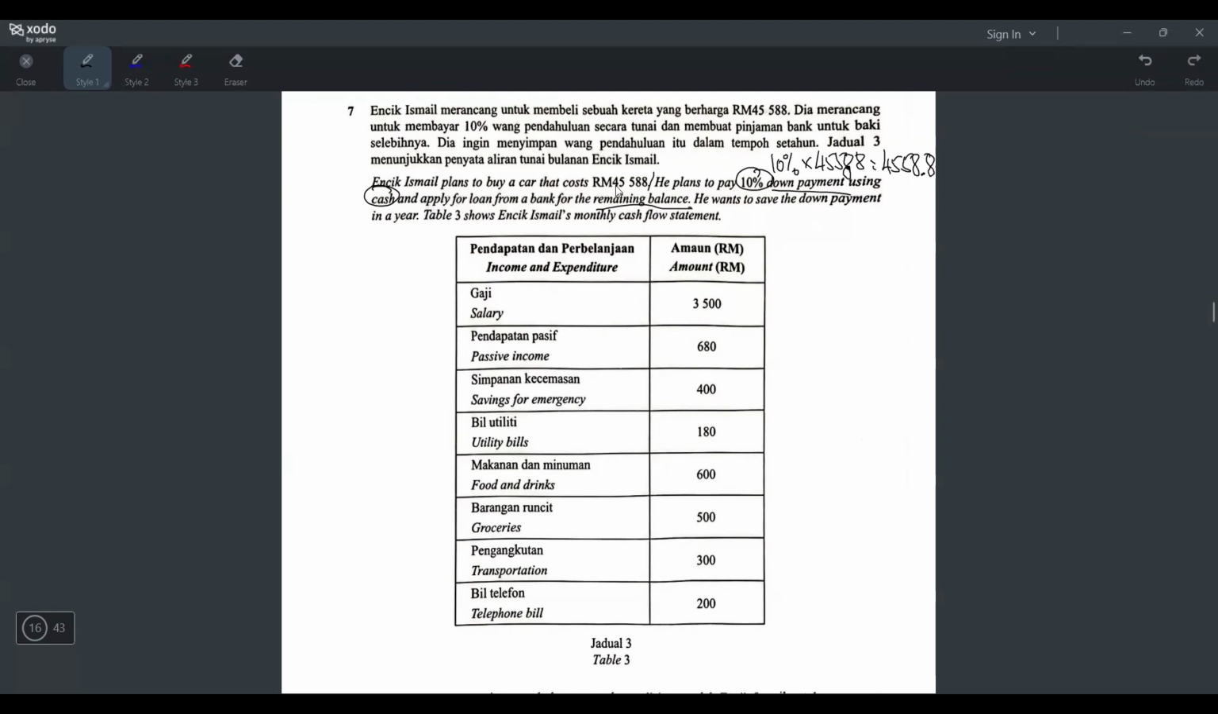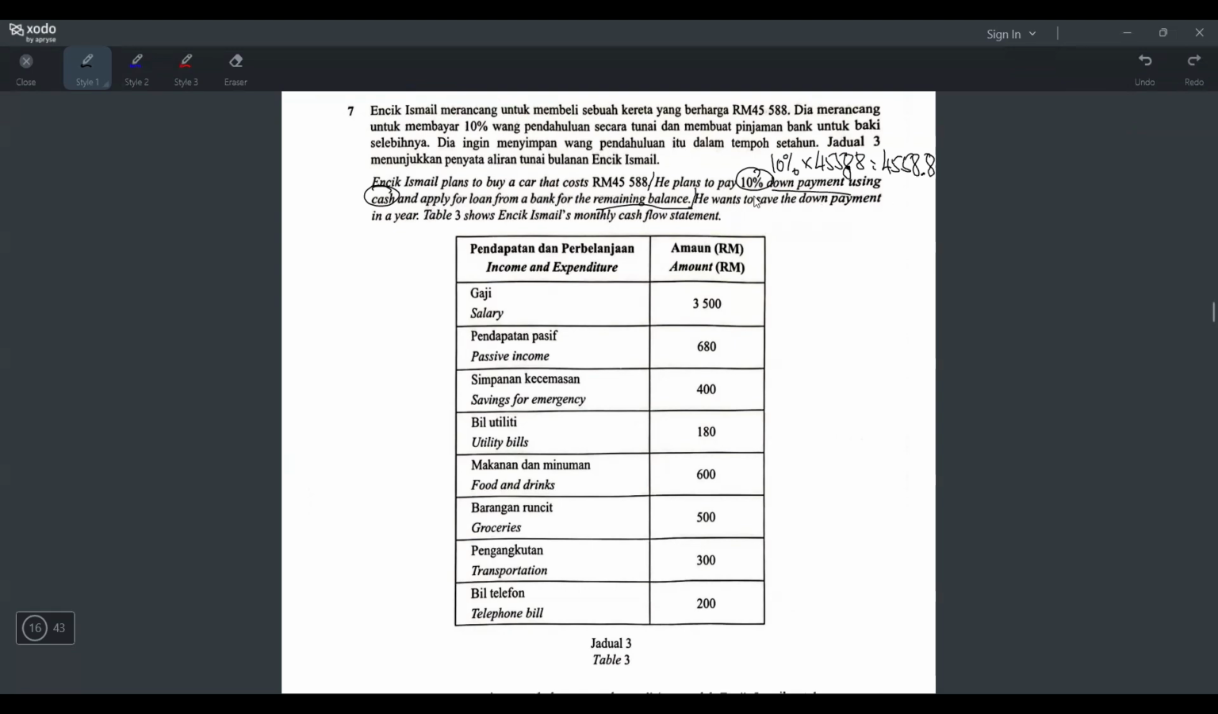But when you pinjam bank, the good thing is you can bayar monthly. You can slowly bayar balik kepada bank. Slowly, like over 10 years, over 7 years, up to you. But the bad thing is you kena bayar balik lebih sikit sebab dia ada interest. Okay, because the bank will charge you interest, right? When you pinjam from bank, dia akan ada interest lah.